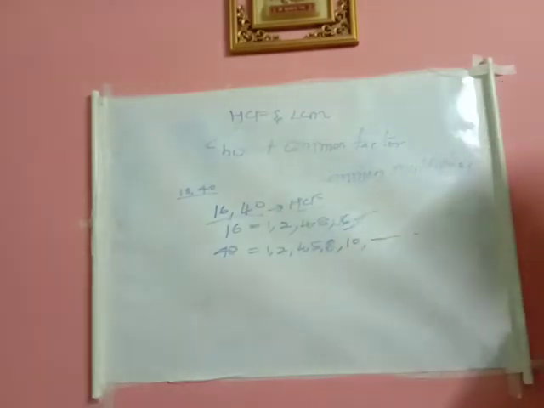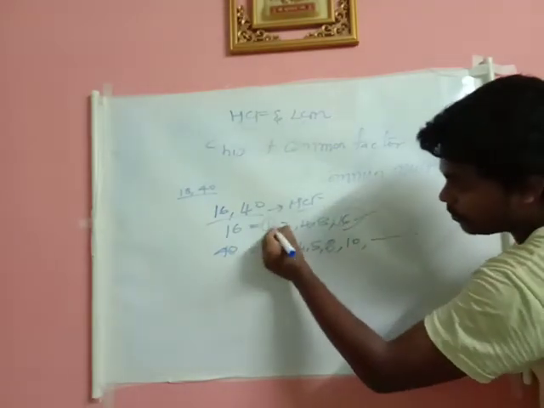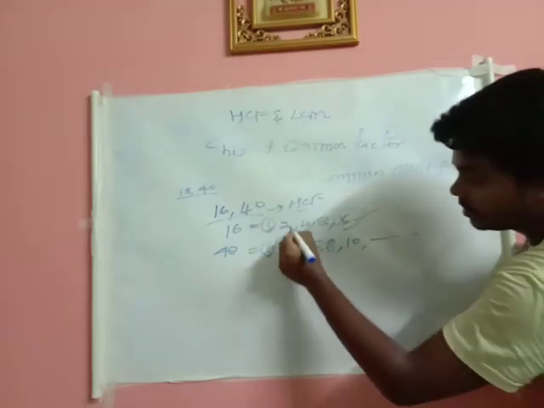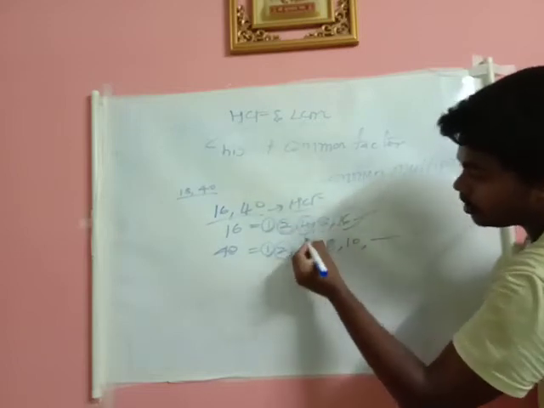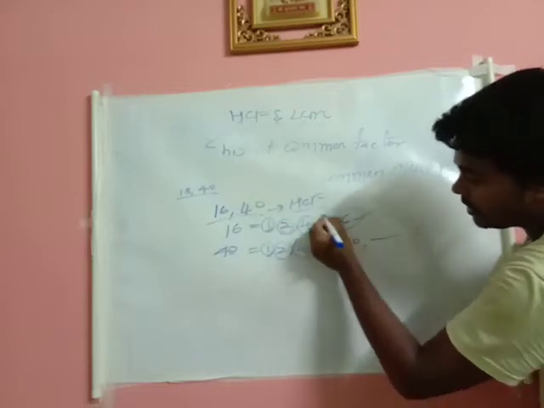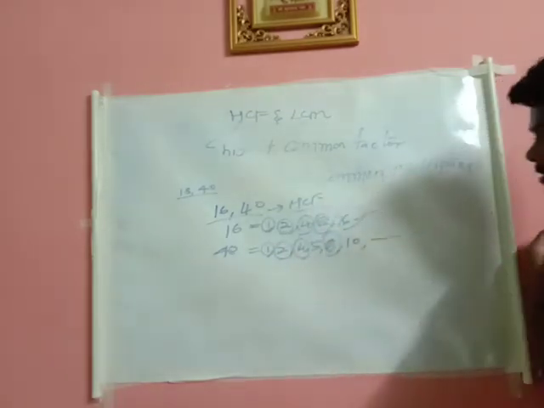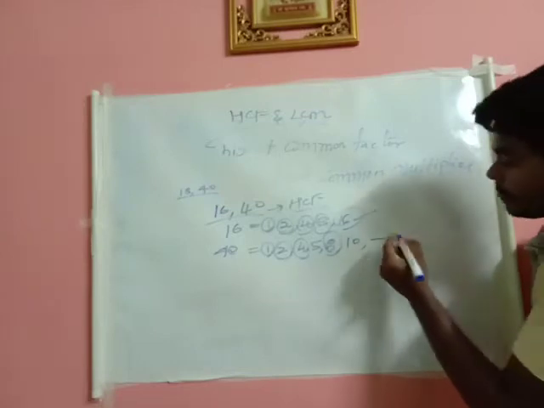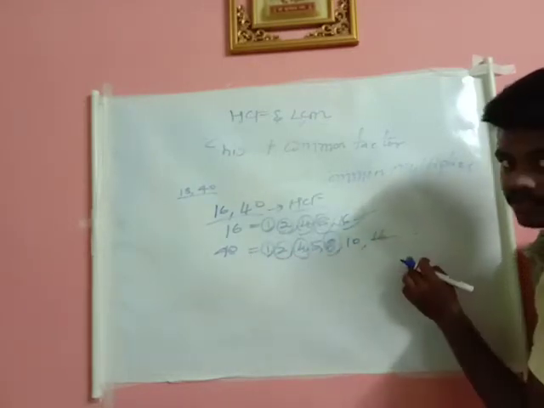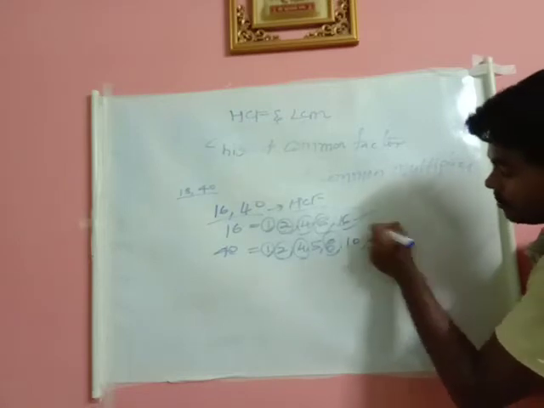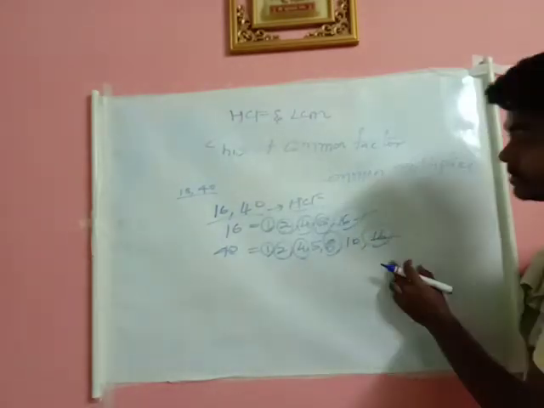Now see, what are the common factors? 1 is a common factor. 2 is a common factor. 4 is a common factor. 8 is a common factor. Now see, we will have 16 also. Can I divide 40 by 16? So is 16 a common factor?